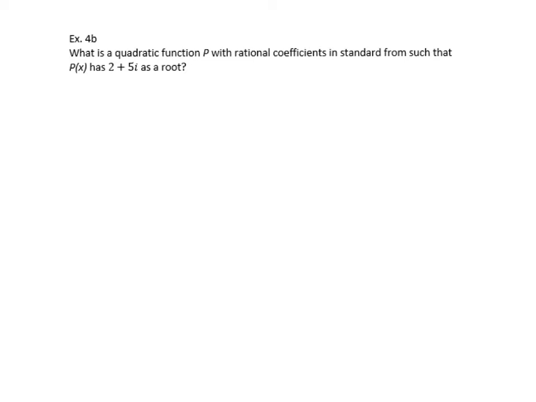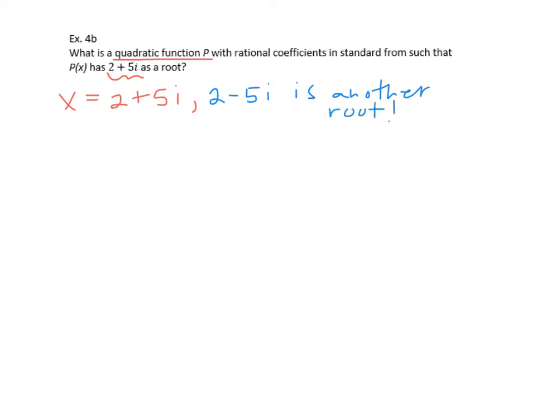In the next example, we'll keep it quadratic, but now we'll use a complex solution. It says, what is a quadratic function p with rational coefficients in standard form such that p of x has 2 plus 5i as a root? That means x equals 2 plus 5i. Based on the conjugate zeros theorem, we would also know that 2 minus 5i is a root as well. So I'm just going to put another root, using that conjugate zeros theorem. Since we have two roots, we can create a quadratic function.